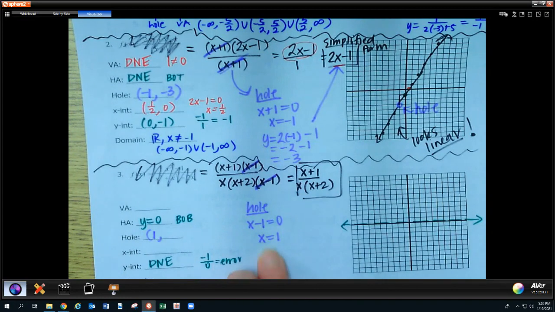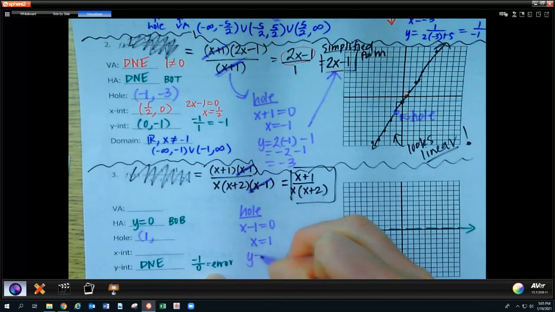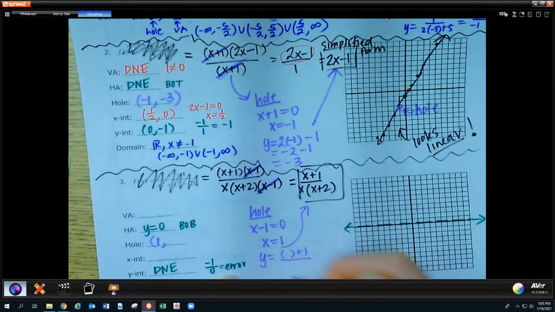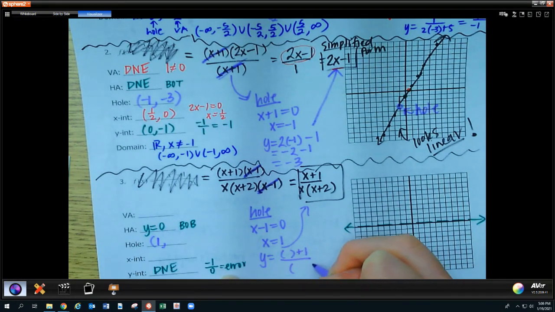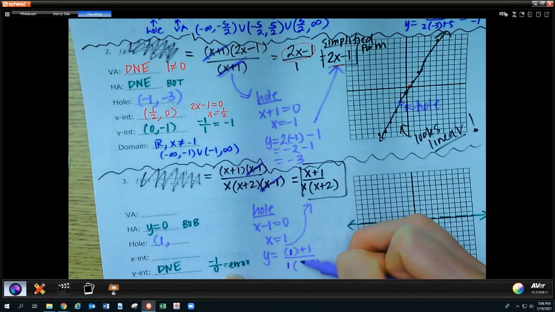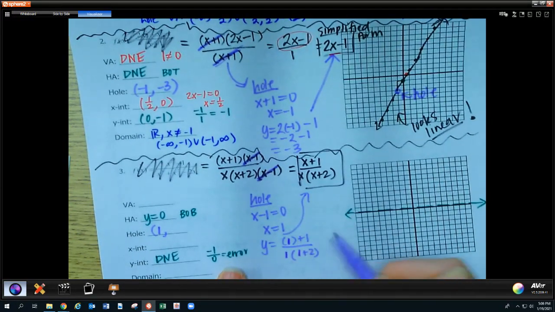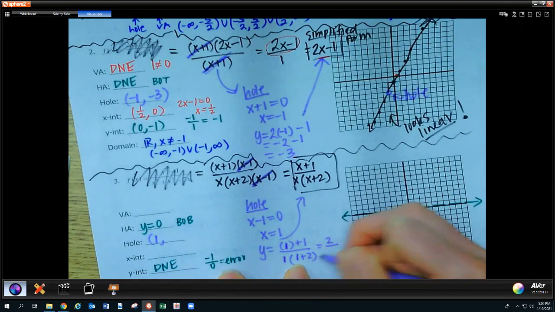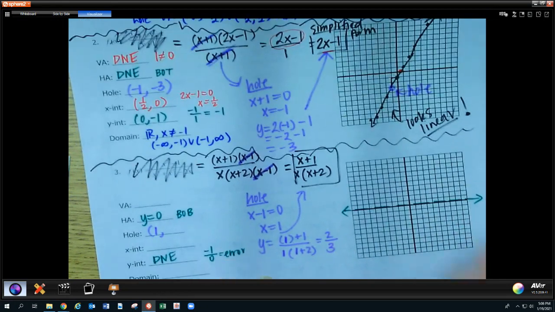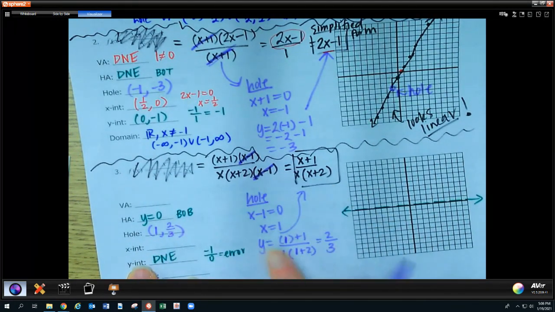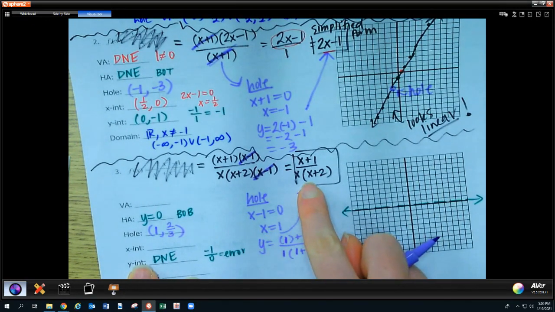Cross off the original, we're never going back. Now we can plug that 1 into the simplified form, x plus 1 on top over x times x plus 2. So we're putting a 1 there, a 1 there, and a 1 there. 1 plus 1 is 2. 1 plus 2 is 3. Times 1 is 3. So 2/3 is the y-coordinate. You always plug the x-coordinate of the hole into the simplified form.